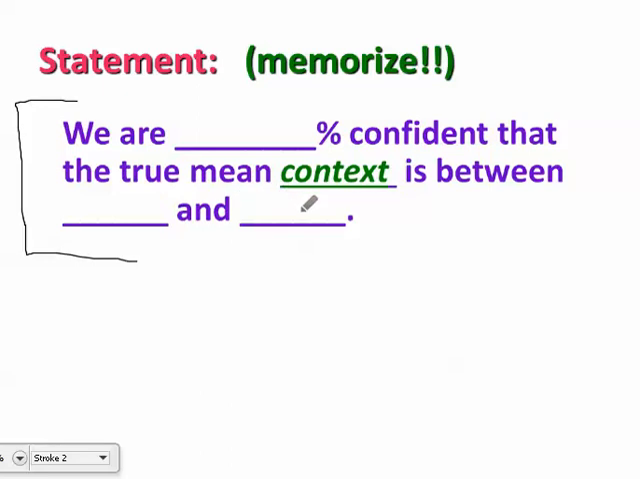See how I used that? I used the real context. Whatever it is that you're testing, that's what you're going to put in here for context. You're going to make certain it makes sense. You're going to use the confidence level here, and you're going to have your interval right here. So that's what you need to make sure you're stating.